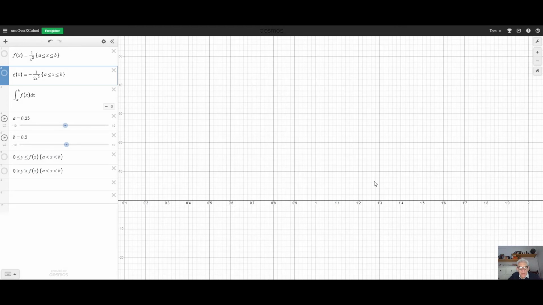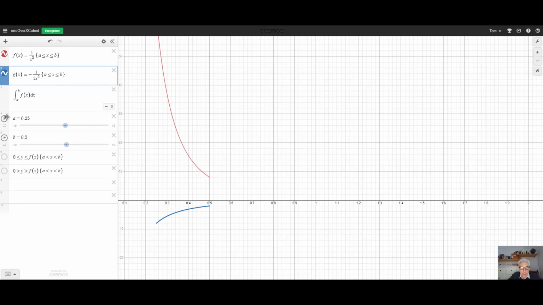So here we are with Desmos again, and I'm just going to draw the function 1 over x cubed. In this case, I've put a domain on the function which matches the one that we're solving in the example. So our first step is to find out what the antiderivative is. Here you can see the antiderivative is drawn in blue, and it has a positive slope. That suggests that the area under the curve is going to be positive. Let's take a look at that.